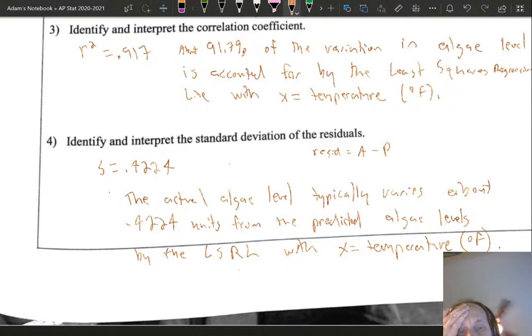Okay. So remember, 0.4224 is the residual, that's the actual minus predicted. So the actual algae level typically varies about 0.4224 units from the predicted algae levels by the least square regression line with x equals temperature.